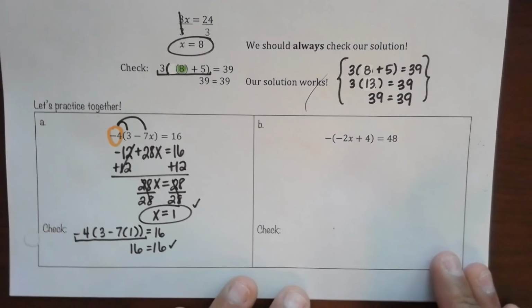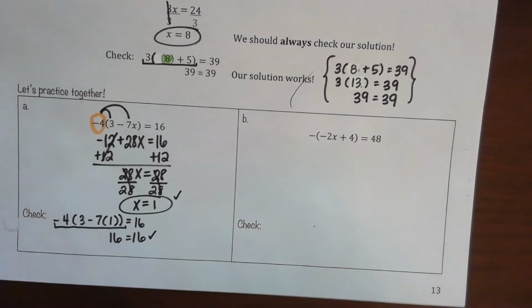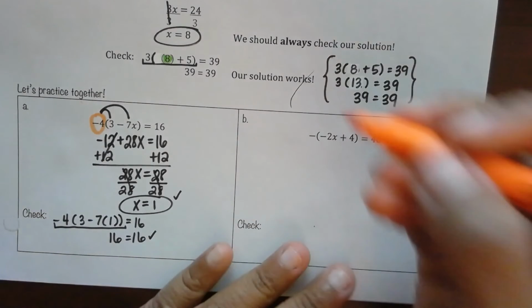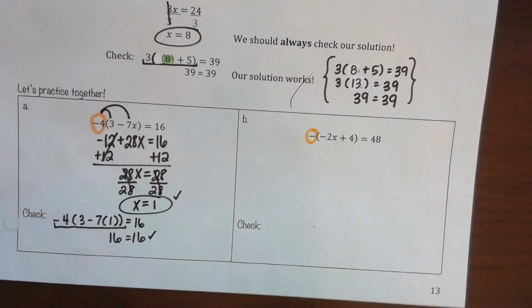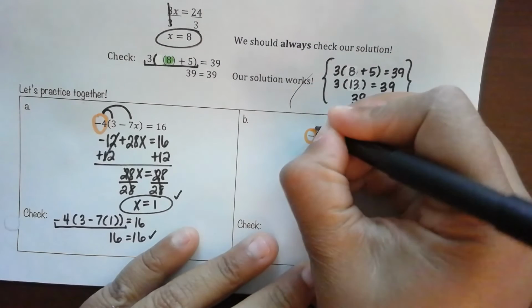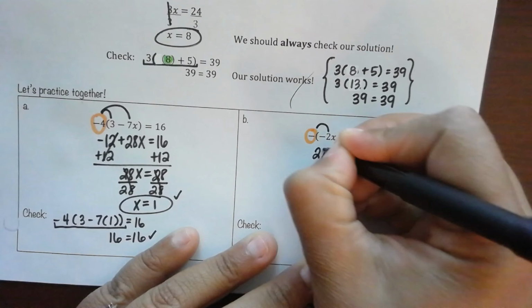Looking at B, I have -2x plus 4 equals 48. What do I need to do first? Distribute the negative. Isn't that property negative 1? So I'm actually taking what of all the numbers behind it? It starts with an O. Opposite. So what's the opposite of -2? 2x. Put that at the end.